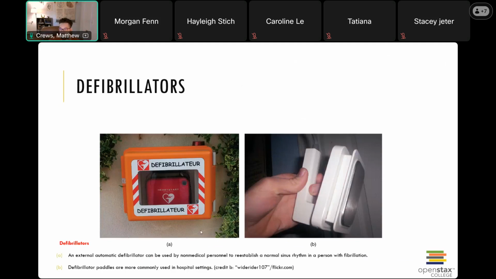Generally they're in hospital settings, but they're all over the place. If you go to church or public buildings, you'll see defibrillators all over. And just know, if you open one up, there are instructions telling you what to do. Defibrillation is really important. It's almost as important as CPR.